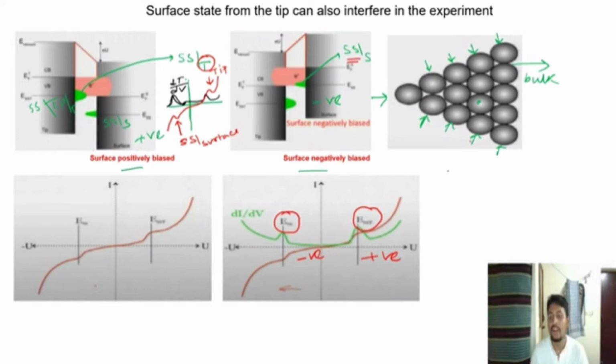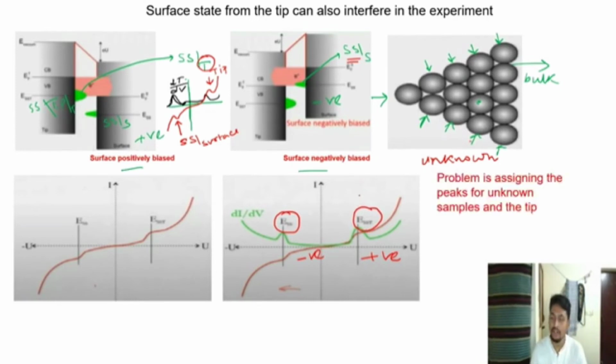But if we are talking about an unknown sample, we don't know what the surface state of the tip and the surface is. So that is a huge problem. We need to get rid of this. So what is the problem? Mainly the problem is assigning the peaks for unknown samples and the tip. In the case of an unknown sample, we will never know the peak position of the surface state of the tip and the surface. So we need to get rid of that.